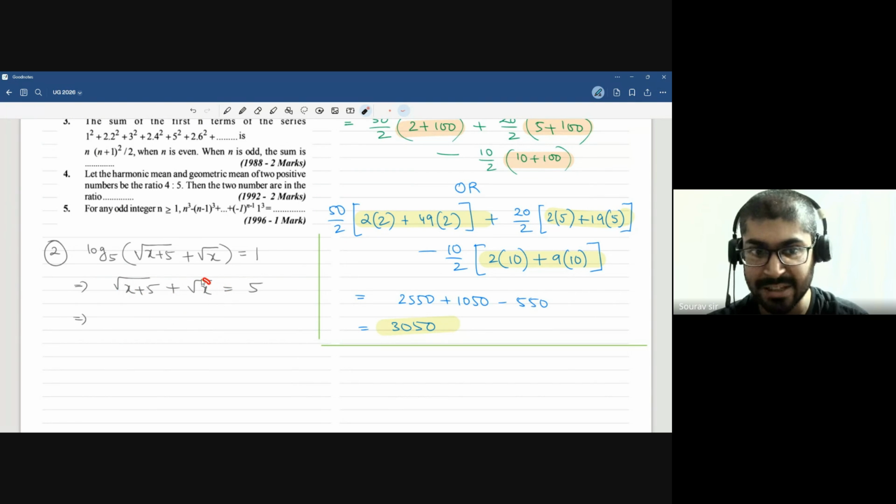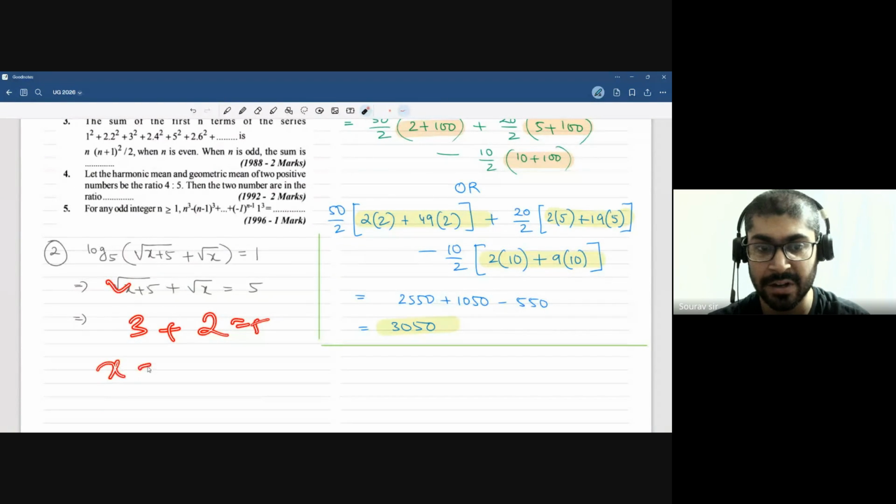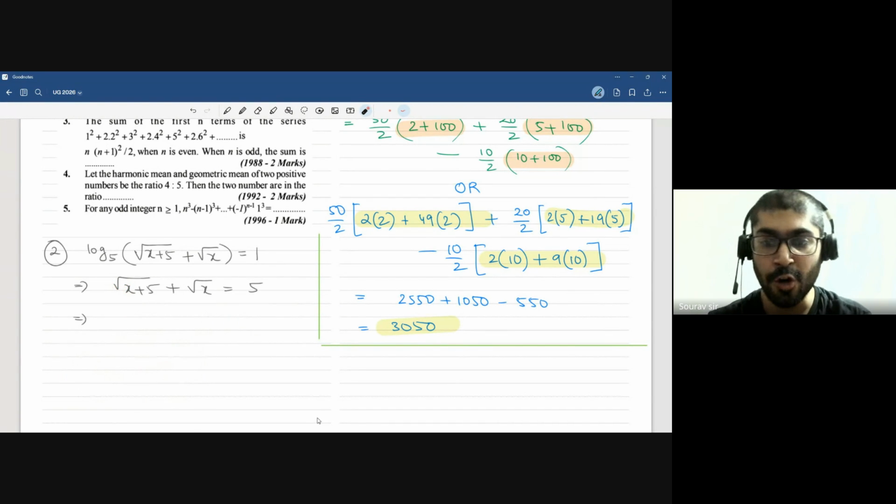Not happening. If x is 2, what will you get? If this outputs 2, you will have to input 4 here. So if you input 4, you will get root over 4, which is 2, and you will get 3. So 3 plus 2 equal to 5. So x equal to 4 works. All right. Not always would you have to solve the entire thing.